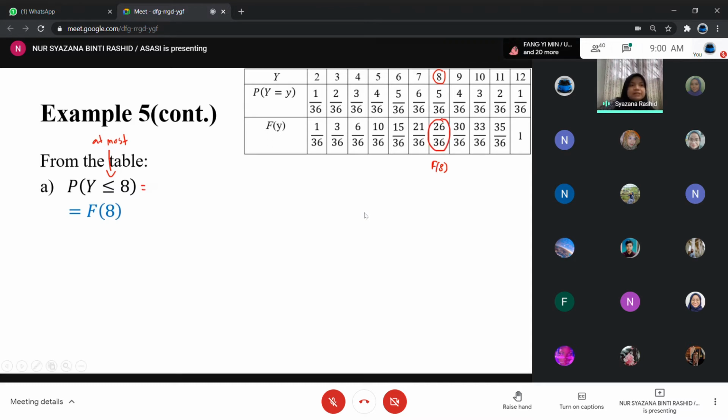There's no calculation needed. Straight away, take the value from table. 26 over 36. Sebab kita dah consider dah semua ni, from 2 until 8, at most 8. So kita dah tambah siap-siap. Kalau tak ada table, you kena tambah balik. Yang ni, 1 over 36 plus 2 over 36. Tambah semua ni sampai 5 over 36. Then you get the 26 over 36. But since we already have the table, so no need calculation here. Straight away get the value and write it in the answer. Okay.